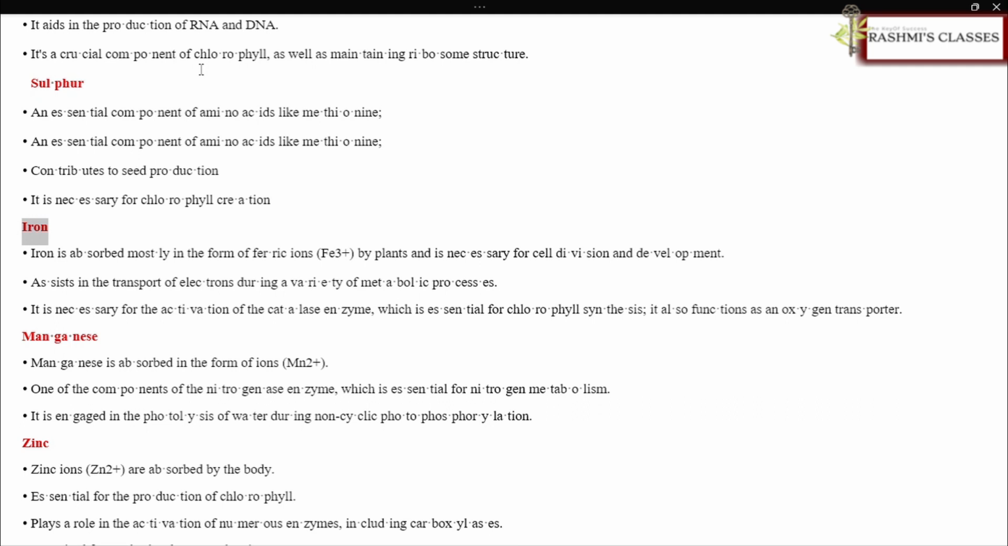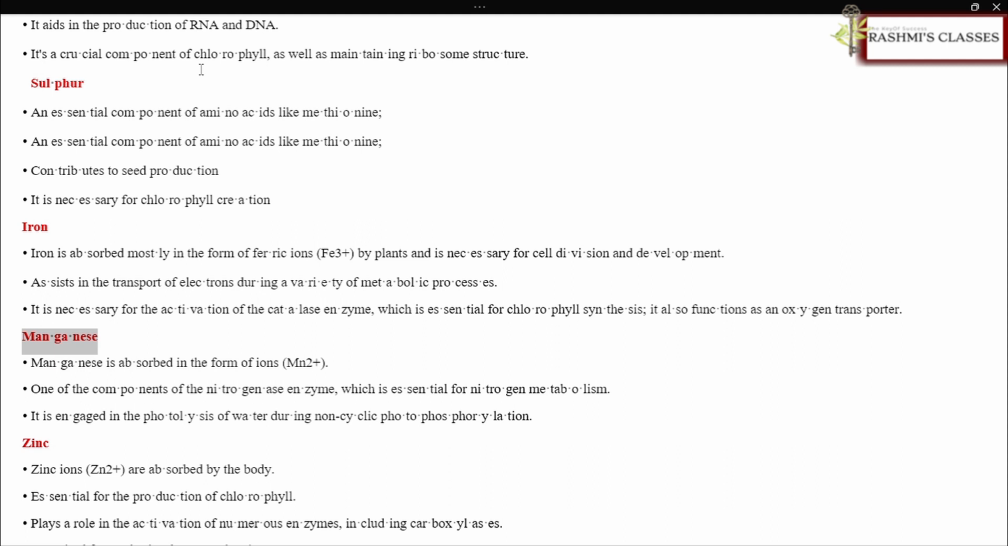Iron. Iron is absorbed mostly in the form of ferric ions, Fe3+, by plants and is necessary for cell division and development. Assists in the transport of electrons during a variety of metabolic processes. It is necessary for the activation of the catalase enzyme, which is essential for chlorophyll synthesis. It also functions as an oxygen transporter.